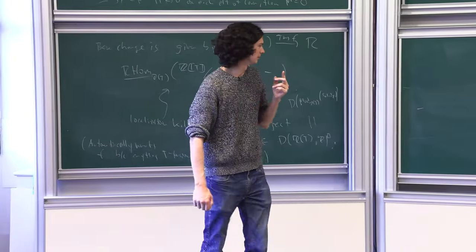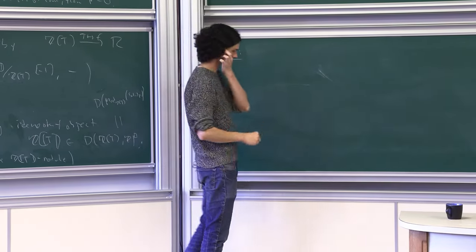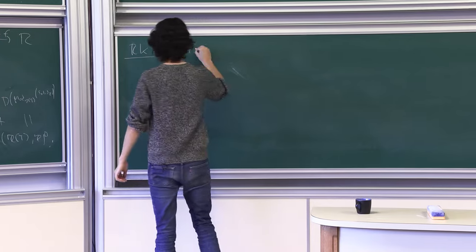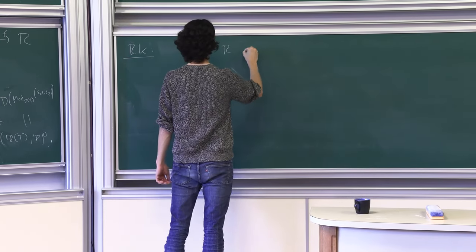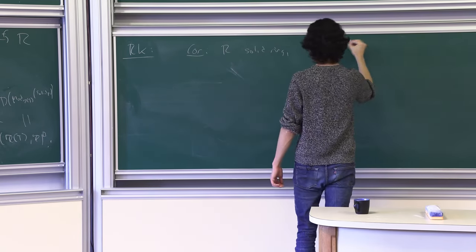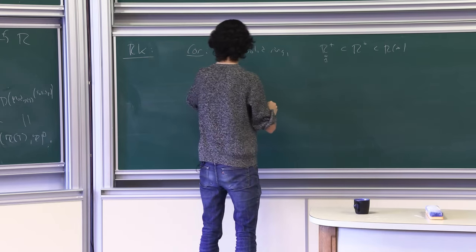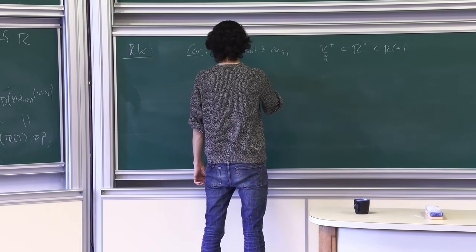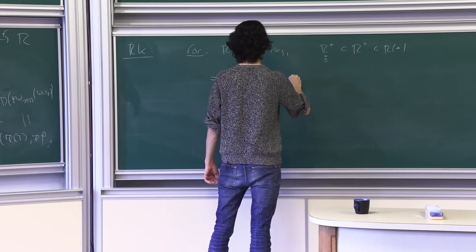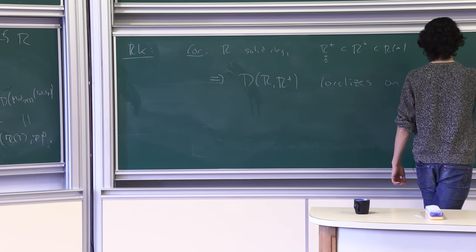So I want to finish with just a couple of remarks. So there's the corollary, that if R is any solid ring, and R plus containing one, then now you have to be a little bit careful. I could say that the D(R, R plus) solid localizes on the evaluative spectrum of this discrete ring.